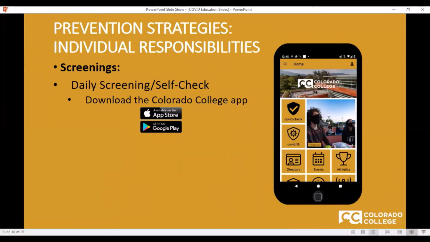Hopefully, you can see why being attentive to your own physical well-being and being responsive to any symptoms is incredibly important to our efforts to reduce the spread of the virus. Therefore, all community members will be asked to complete a daily screening before leaving your residences to move about campus. This screening is housed in the Colorado College app, which you can download from the Apple or Google App Stores.